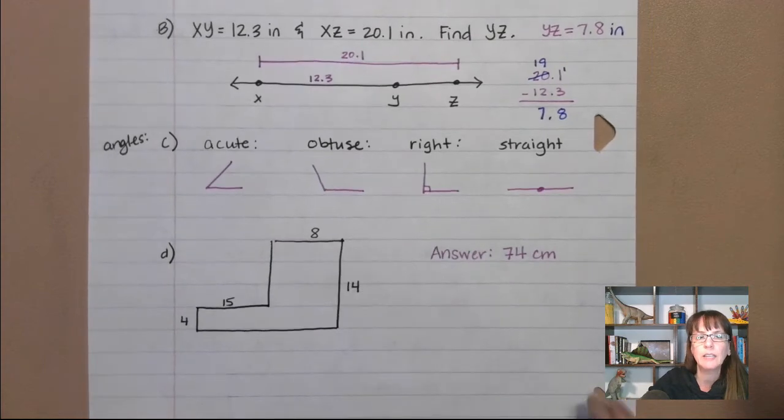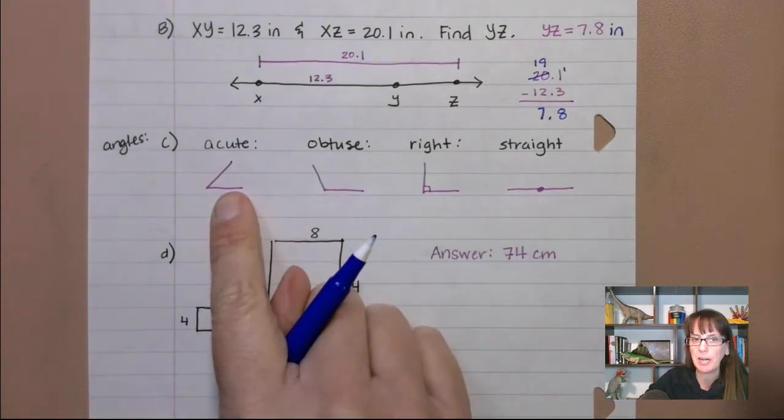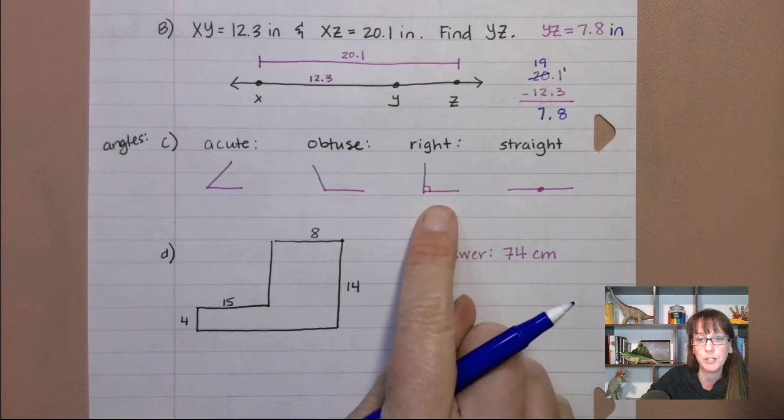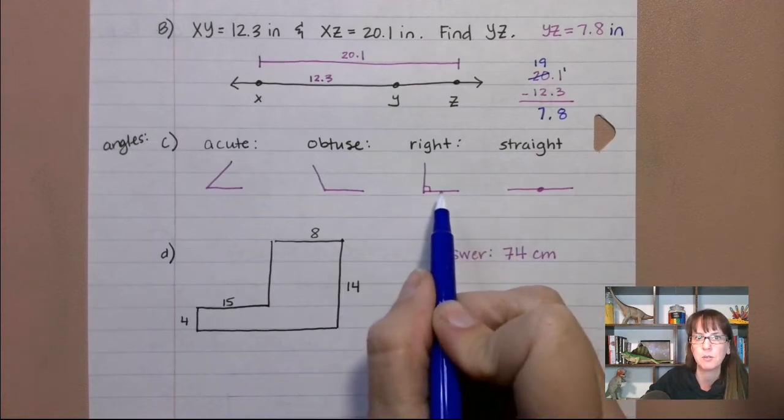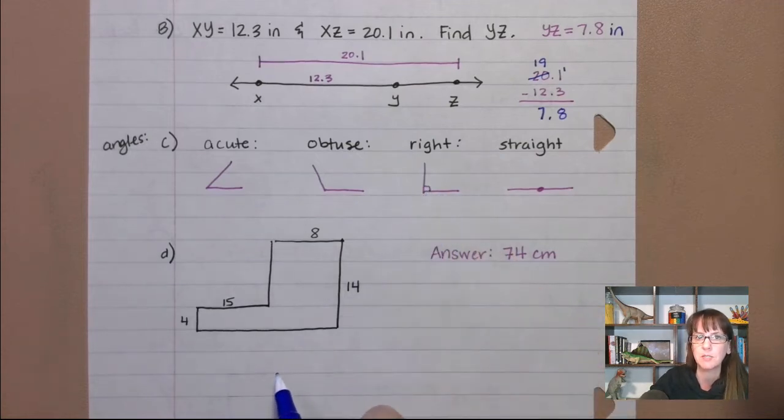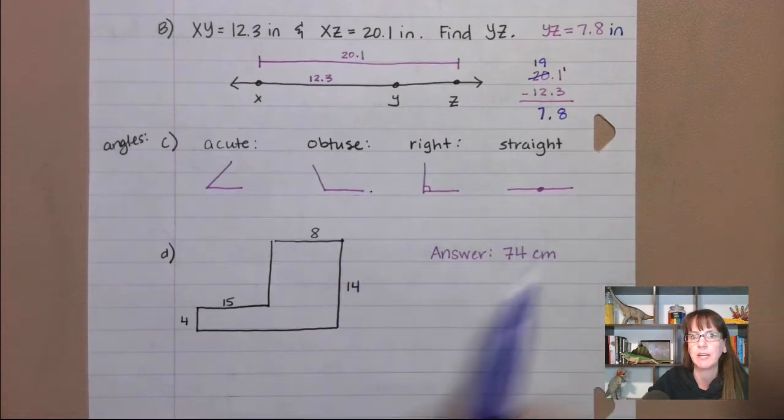All right, drawing these angles, an acute one, remember, has to be smaller than a right angle. Now, make sure your right angle indicates that it's a right because there's a little box in there, right? That tells me it's right. And then obtuse, and then a straight angle.